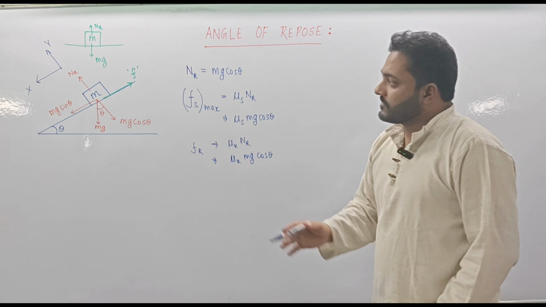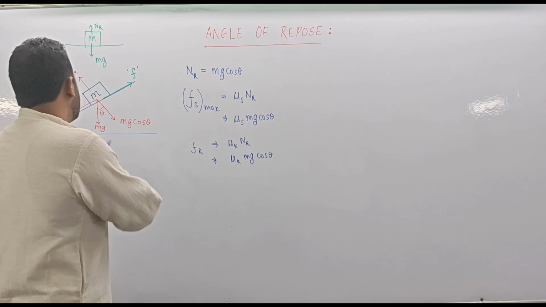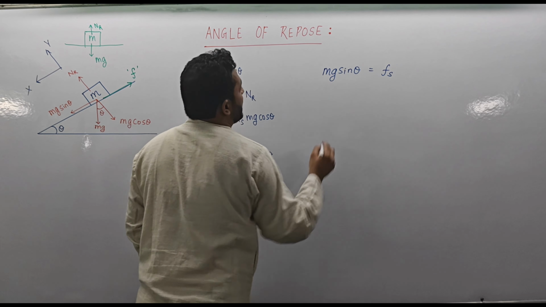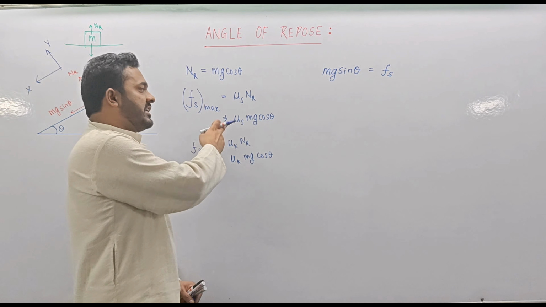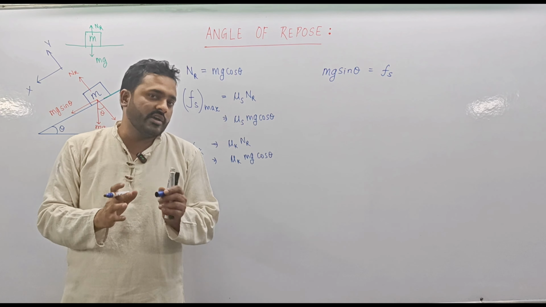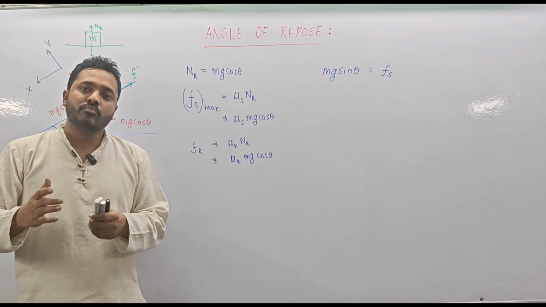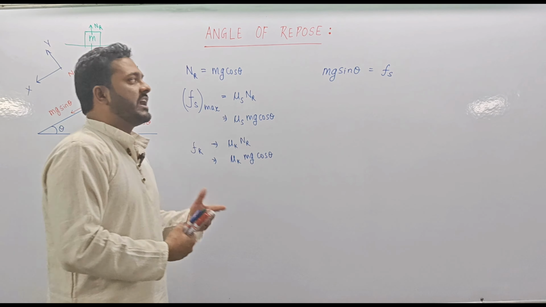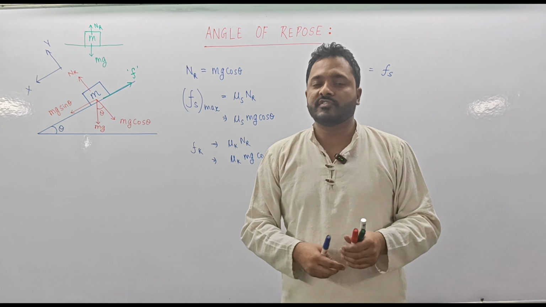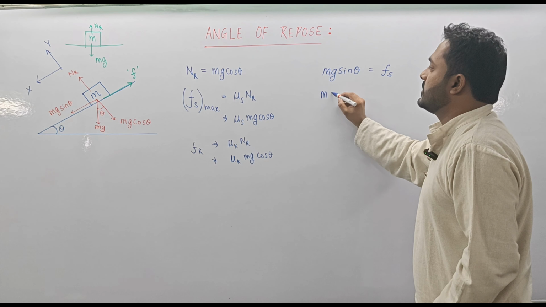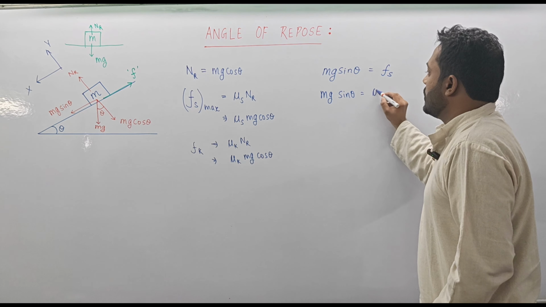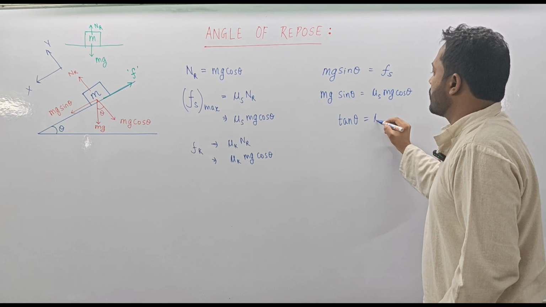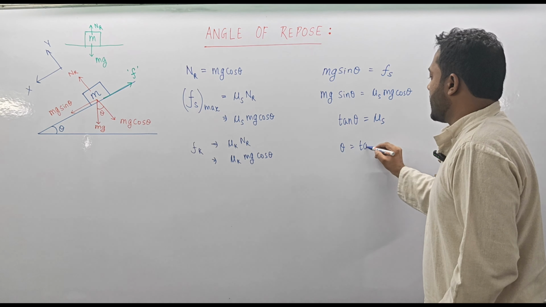Now the block will start sliding down due to its own weight only if this value mg sin theta becomes equal to the static friction value, that is Fs maximum. Why are we taking this value and not this value? Because the block is initially at rest. Now in order to bring the block in motion starting from rest, we need to overcome the static friction. That is why we are taking the value associated with the static friction. And now if we equate them, we get mg sin theta equals mu s mg cos theta, and on solving we obtain tan theta equals mu s, or theta equals tan inverse mu s.